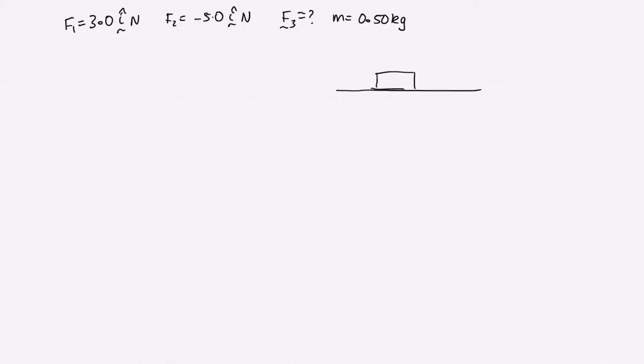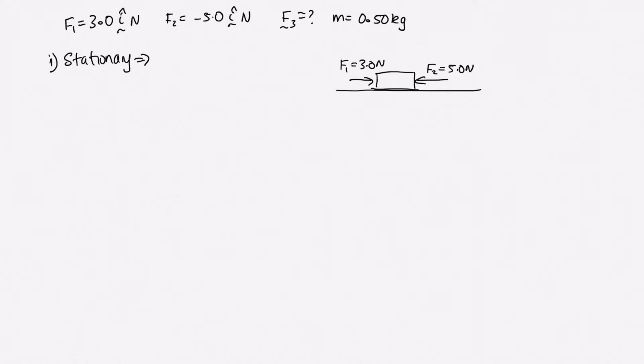Here's our mass. So F1 is acting in the positive direction. So F1 is equal to 3 newtons. And F2 is acting back in the other direction. So F2 is equal to 5 newtons. And then in part 1, we're told that it's stationary.